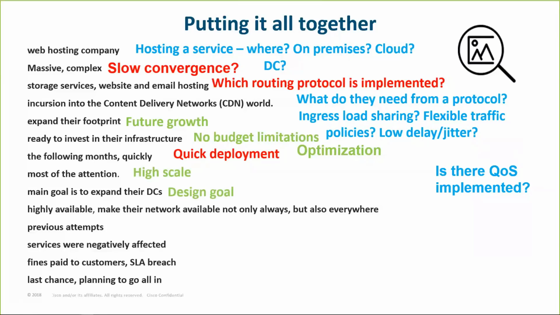So we have a goal there. It's not always that easy to read the goal, but well, in this case, we just made a cool example about it. The network must be highly available. They need to be not only available always, but also everywhere, which means no downtime. They had an SLA breach before, with fines paid to customers, and they had to pay a penalty for this. Then the downtime is something that needs to be considered in our planification.